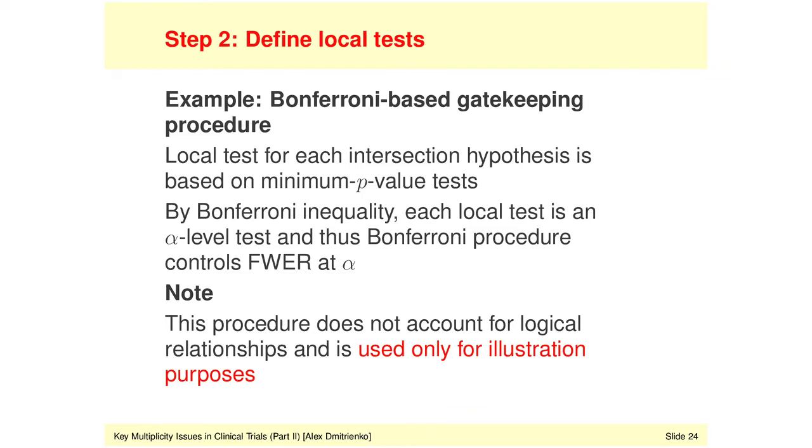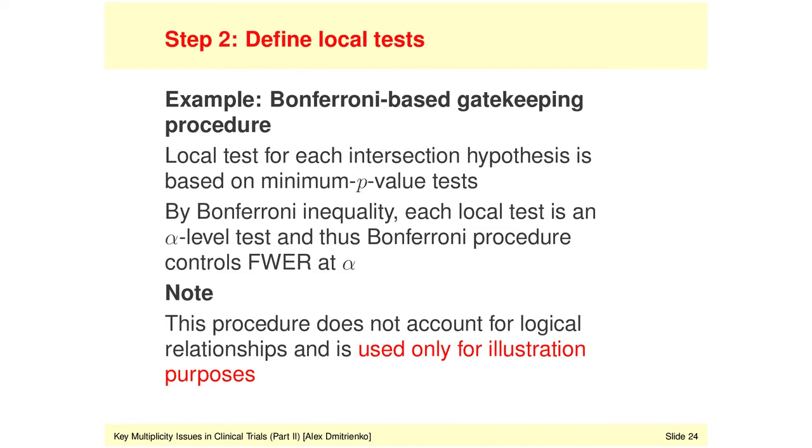Step 2, as we said, would involve defining local tests. For each individual intersection in the diagram on slide 23, we must define an alpha level local test. And then the inferences from those local tests will need to be combined according to the closure principle to be able to support inferences for the individual null hypothesis.